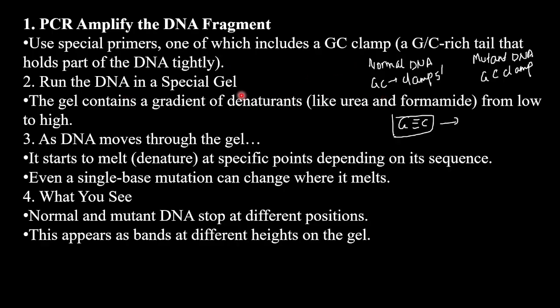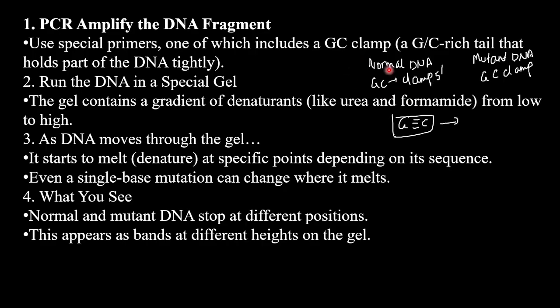Now you will run the gel in a special gel. The gel will contain denaturants, so it will denature your DNA. The denaturants could be urea and formamide, from low to high. As DNA moves through the gel, it starts to melt at specific points depending on its sequence. So homoduplexes and heteroduplexes will run at different speeds, and because of that, you can easily identify them.